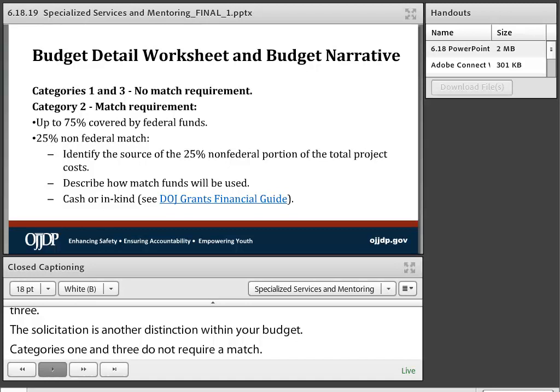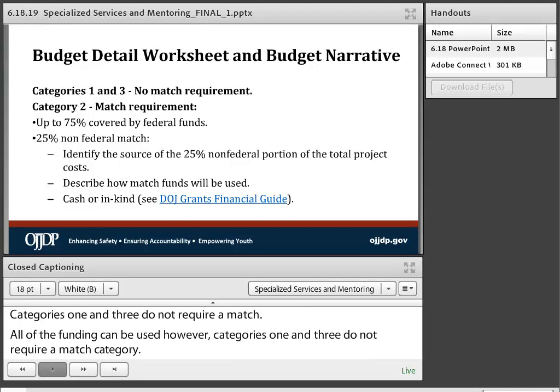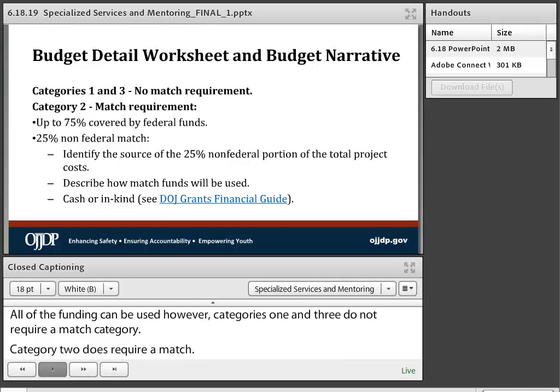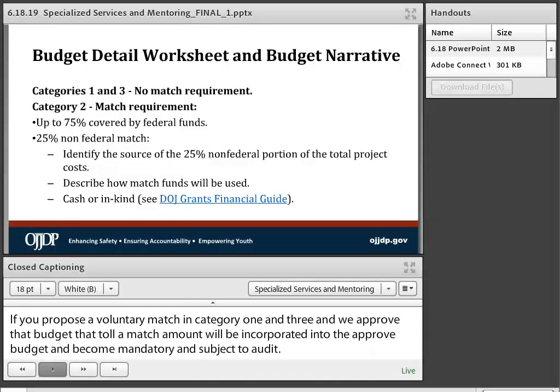So if you propose a voluntary match in Category 1 and 3, and we approve that budget, that total match amount will be incorporated into the approved budget and become mandatory and subject to audit. So if you propose a match that goes over the $450,000 of what we will federally fund, you'll be responsible to submit, and that could be subject to audit.